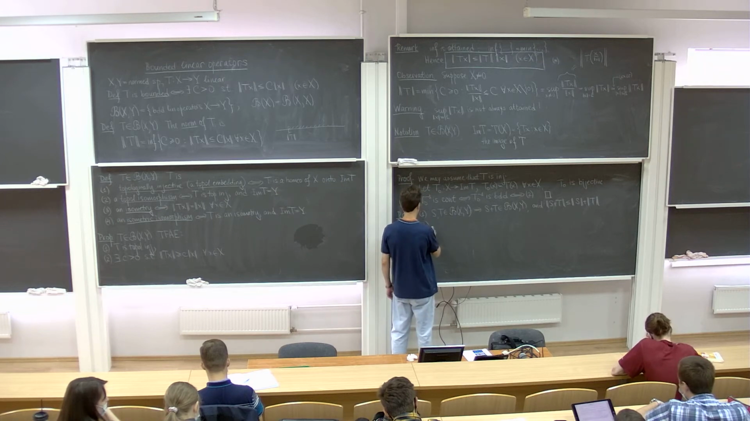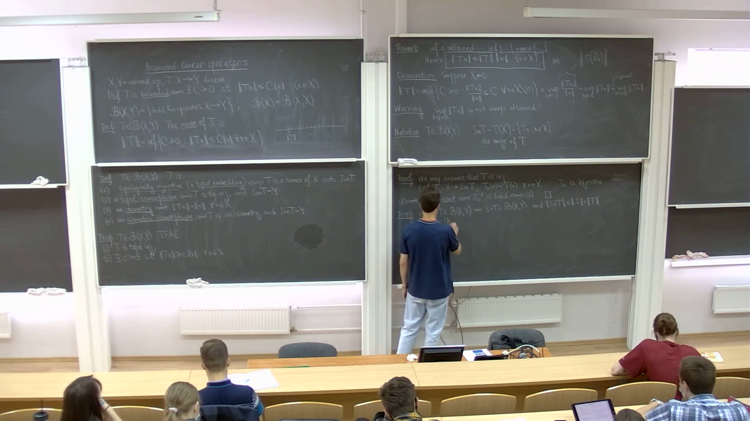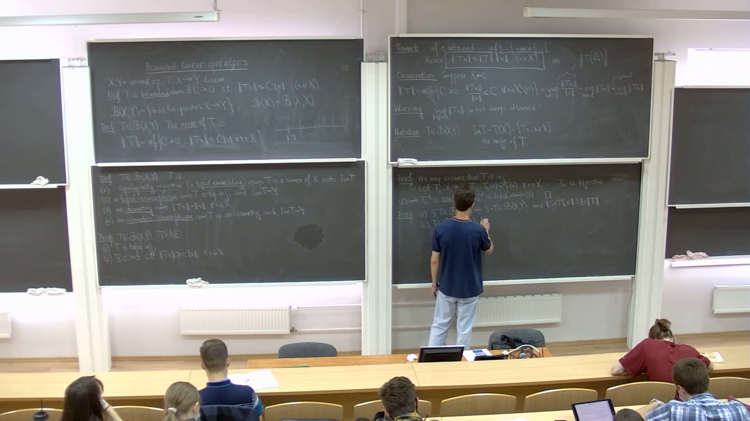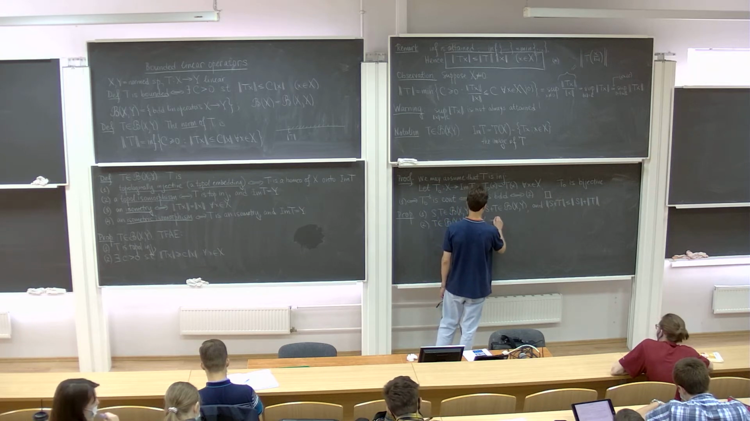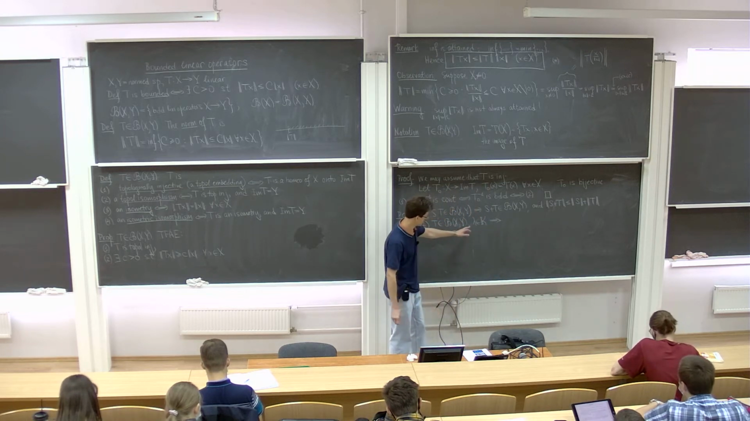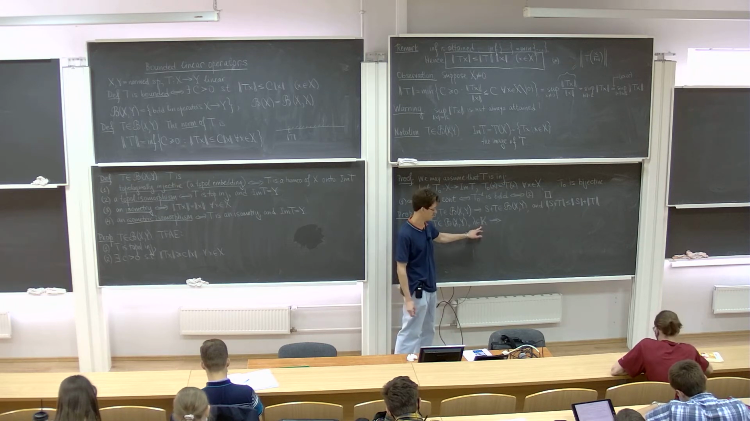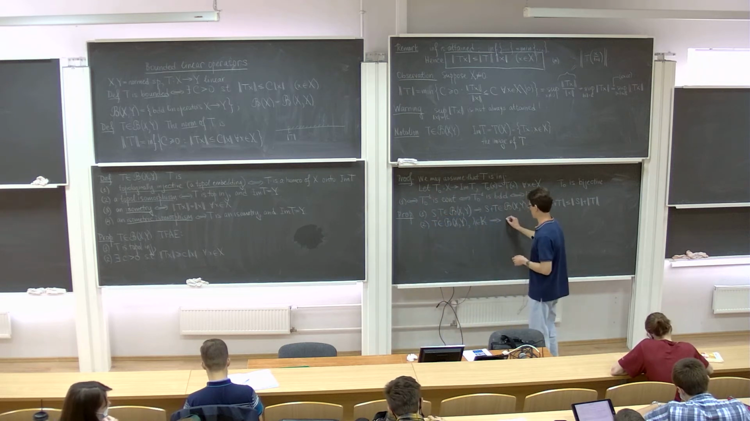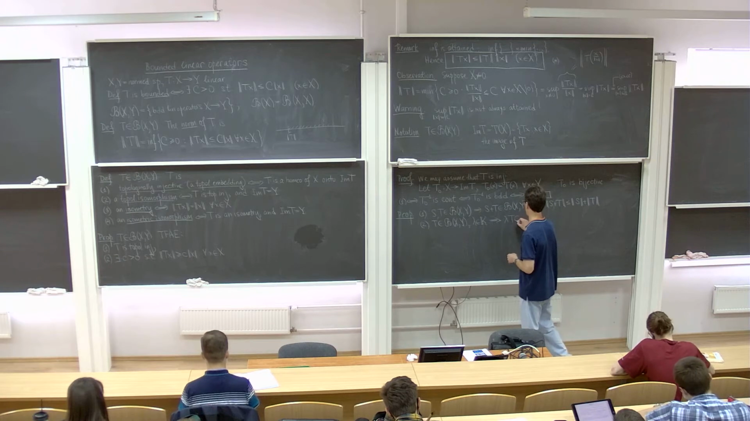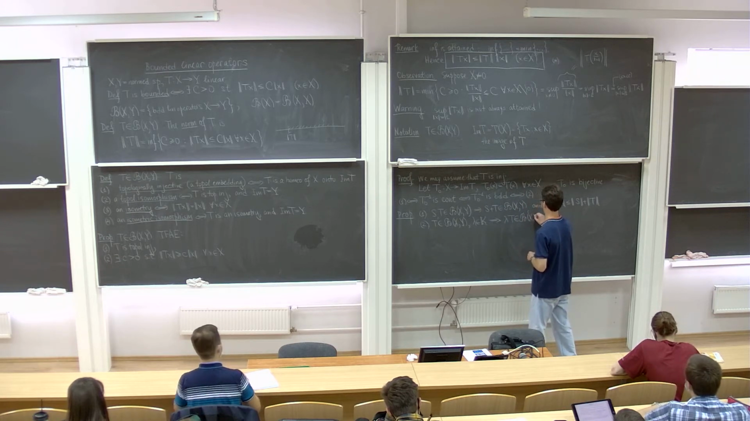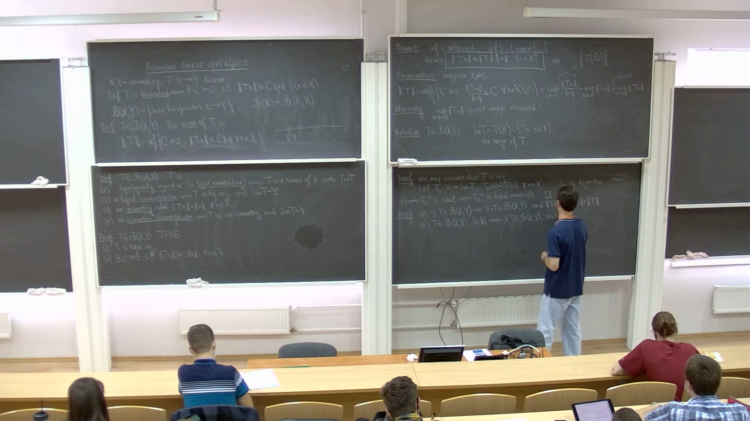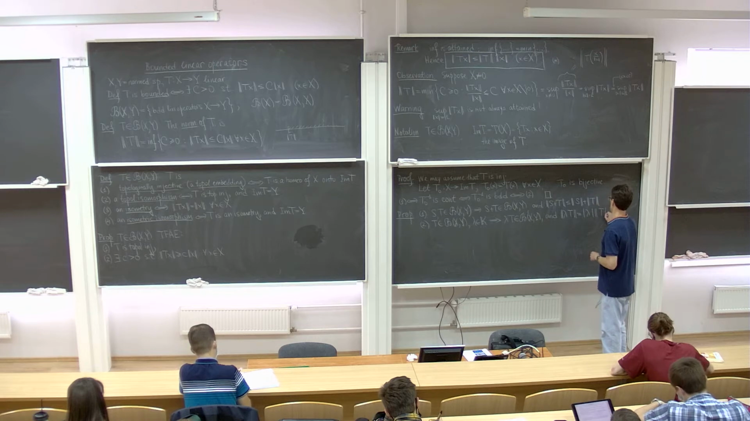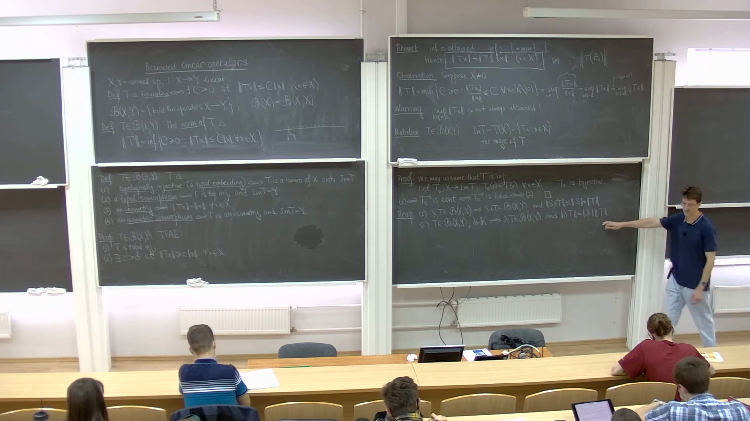Property 2. If T is a bounded linear operator from X to Y, and lambda is a number in our base field K, so let's recall that K is our base field, which can be either the field of real numbers or the field of complex numbers, then the product lambda T is also a bounded operator, and the norm of lambda T satisfies the following equality.